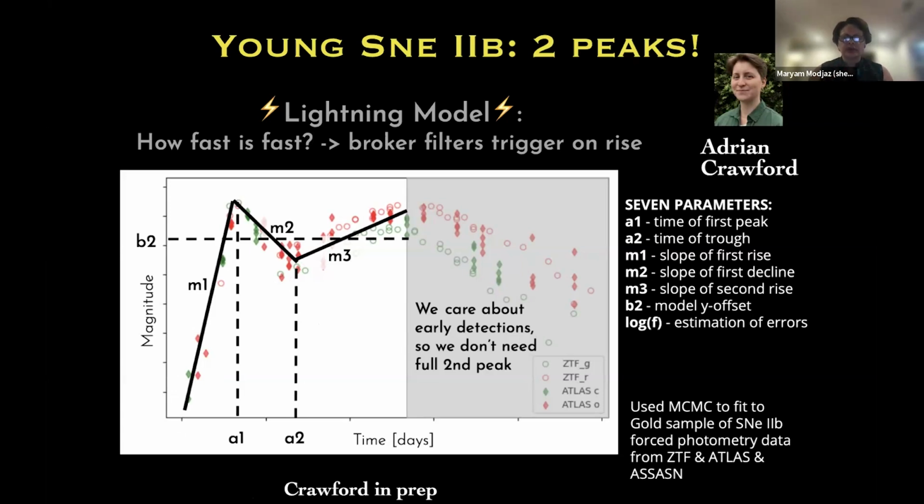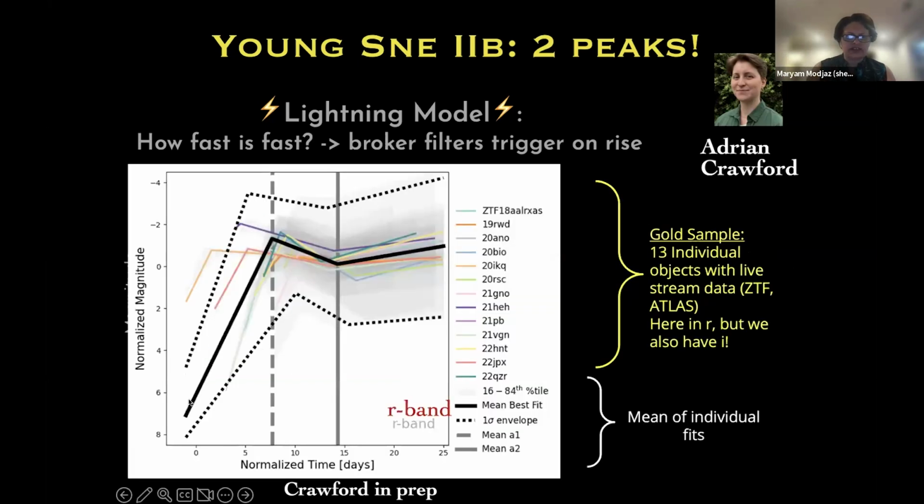And we use forced photometry data from ZTF, ATLAS, and ASAS-SN. So thank you, everybody who worked on making these data available. They were very, very valuable. So what did we find?